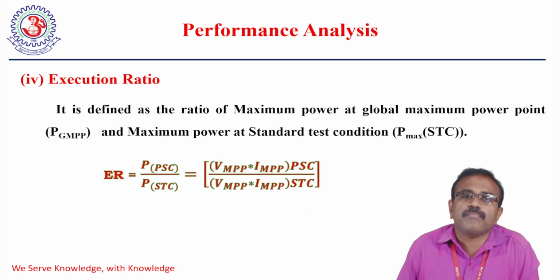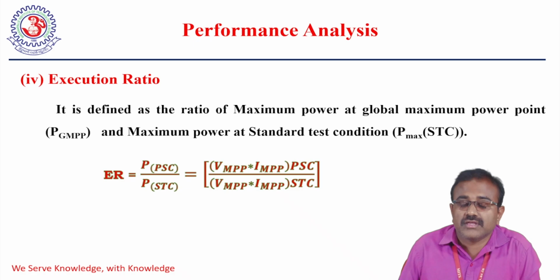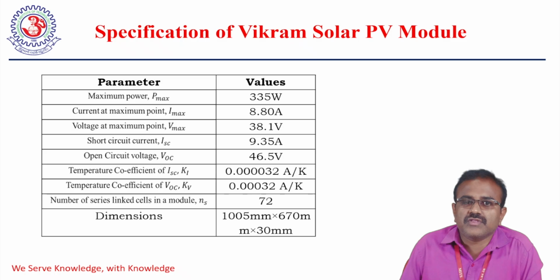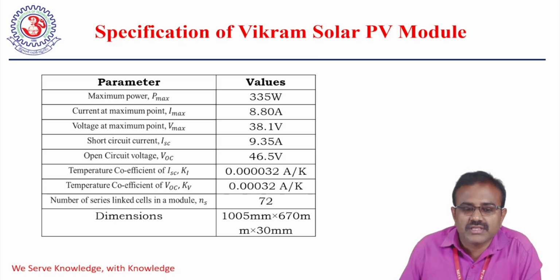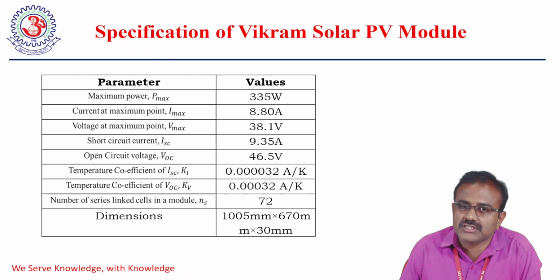So these are all the performance metrics for a solar PV array configuration model. This is our specification of the Vikram solar PV module. In this we have defined a number of parameters: maximum power is 335 watts, current at maximum power point is 8.80 amps, voltage at maximum power point is 38.1 volts, short circuit current is 9.35 amps, and open circuit voltage is 46.5 volts.